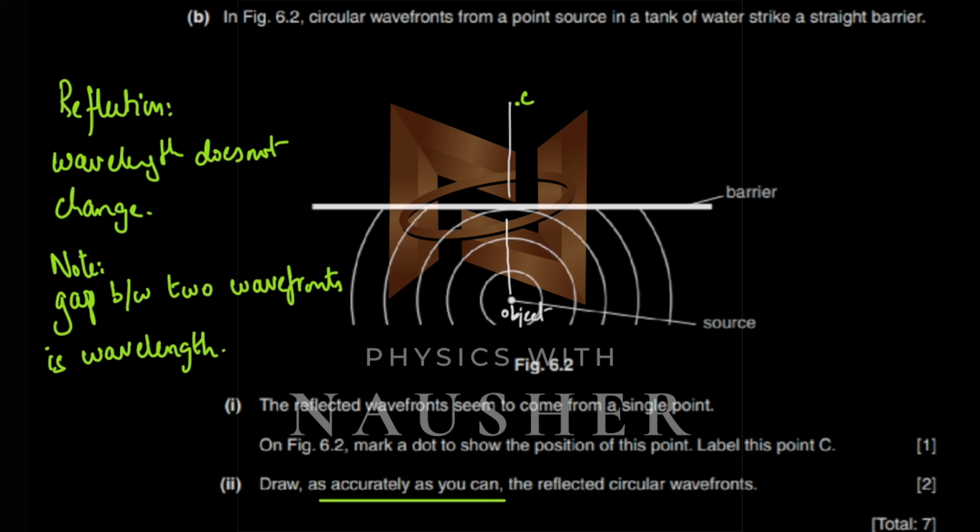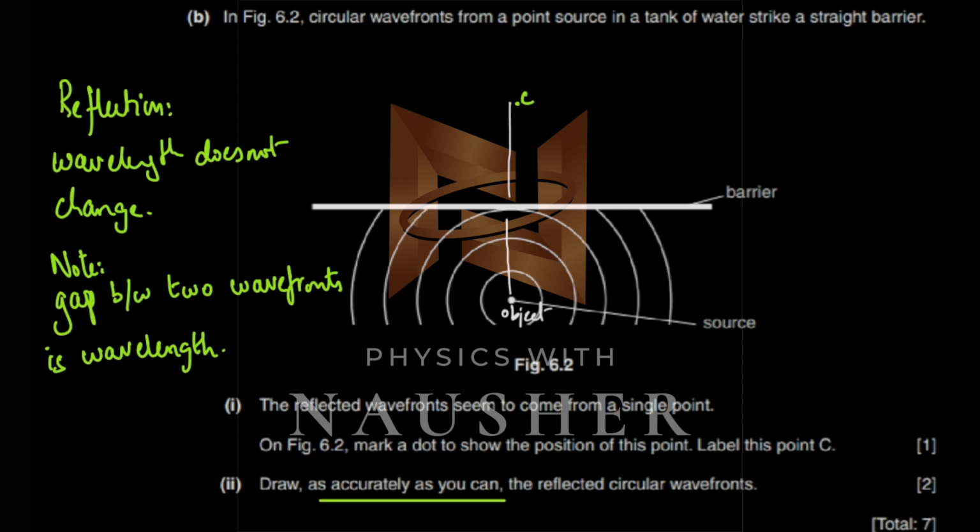And then they ask you to draw as accurately as possible the reflected circular wavefronts. Remember, in reflection, the wavelength does not change, and the gap between the two wavefronts should be the same even when you're reflecting them. So if this is the gap, this is the gap. When I make the reflections, the gap should remain the same.